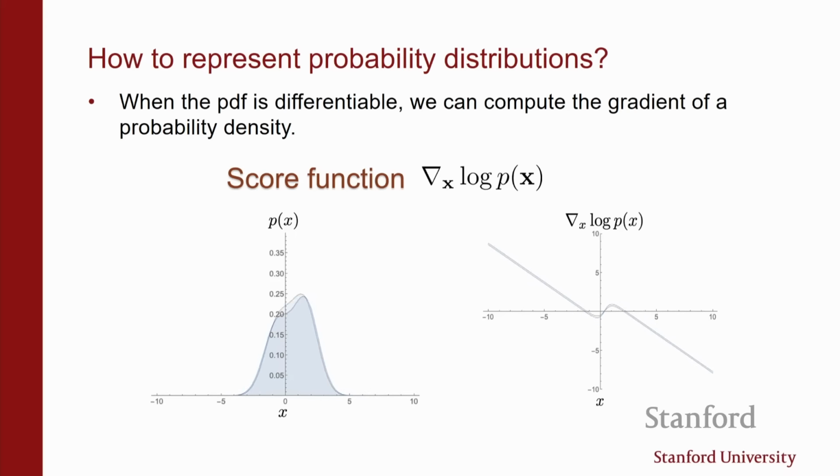So the intuition behind a score-based model is that instead of modeling data using the density, we're going to model data using the score. So that's going to be the object that we're going to use to define our model family.